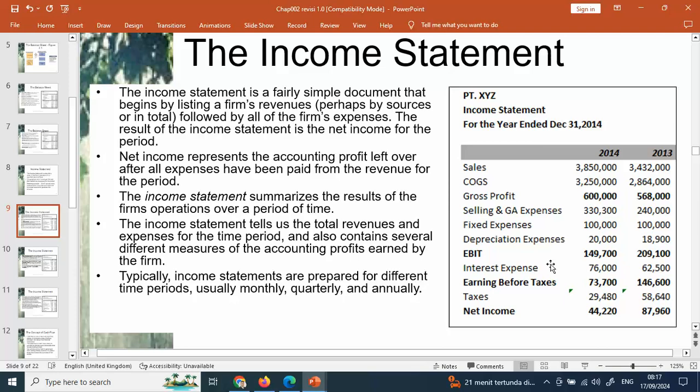So Q1 ends in March: January, February, March, end of March. Q2: April, May, June, end of June. Q3: July, August, September. At the end of this month, there will be Q3 financial statements. And then at the end of December.